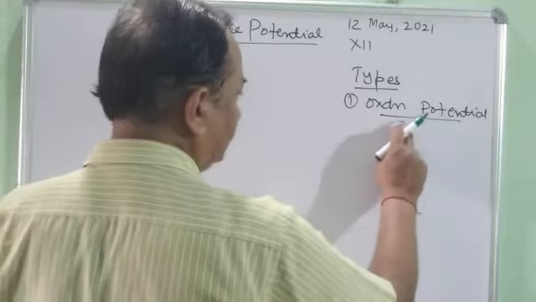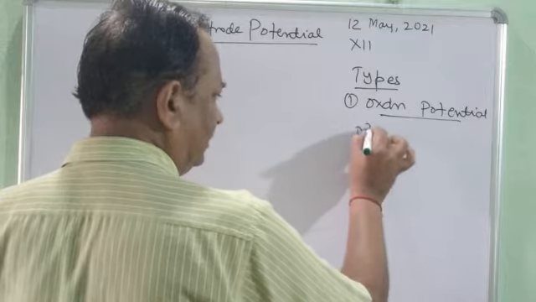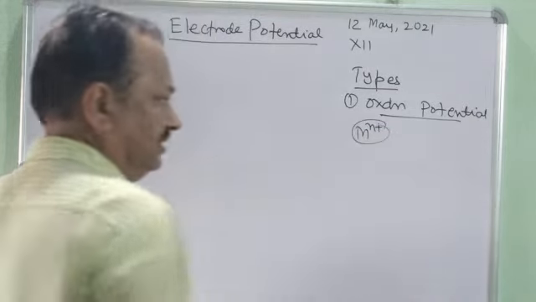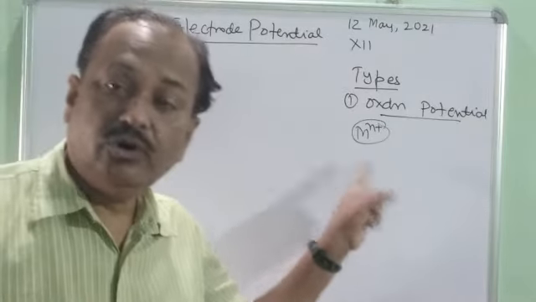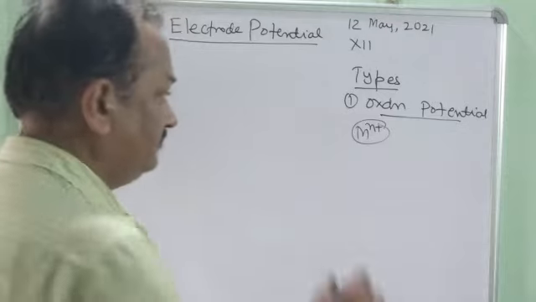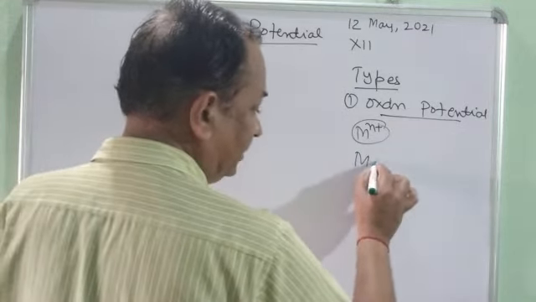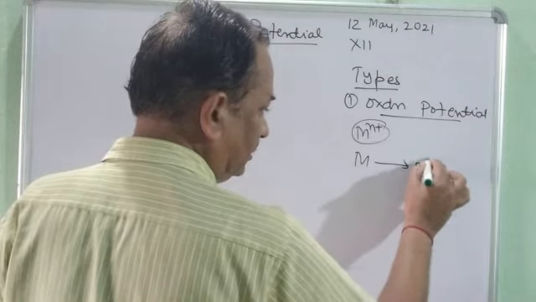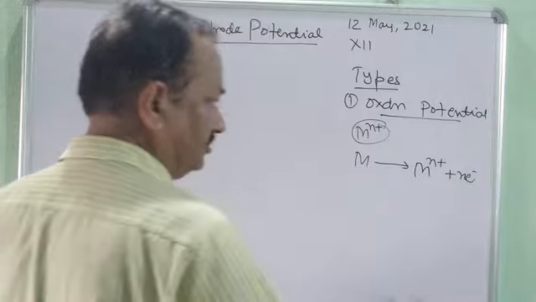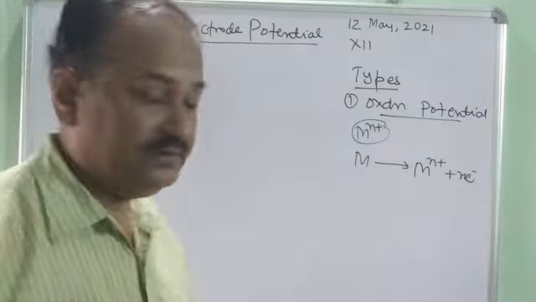Let this be the case where the metal ion is there. How is it formed? It is formed by the loss of electrons. We take the metal and the metal undergoes oxidation and gives electrons. So here the potential measured will be oxidation potential.